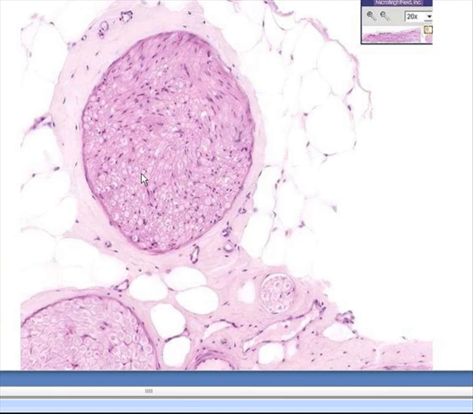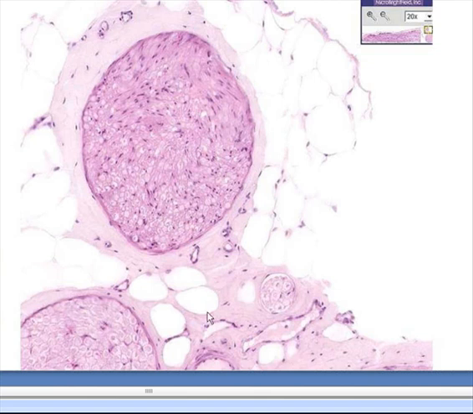So here's a nerve, here's a nerve, here's a tiny nerve with only what, maybe 7 or 8 axons. Here's fat tissue. Here's a little loose connective tissue. Here's part of a blood vessel, probably an artery. Here's a vein. So all your classical soft tissue elements are in this one little picture here.